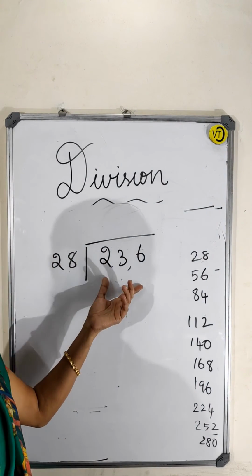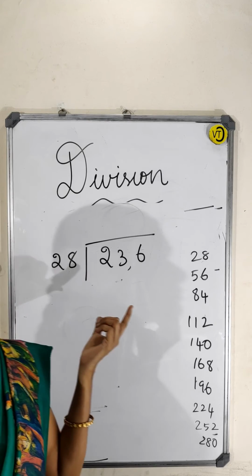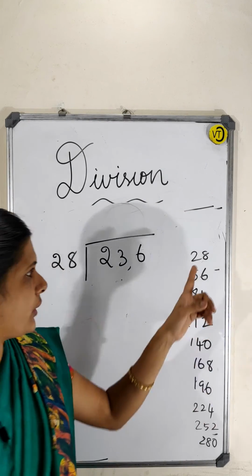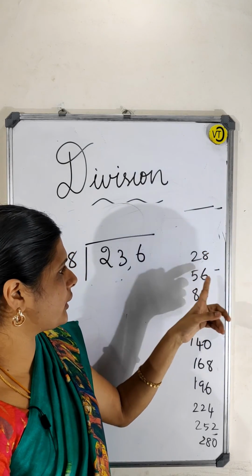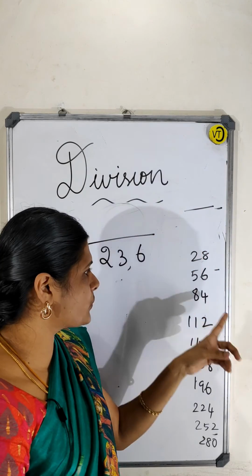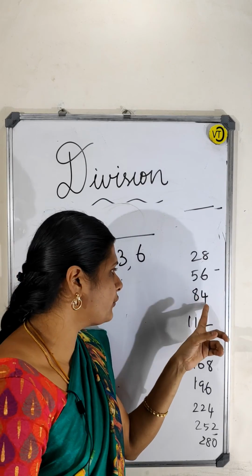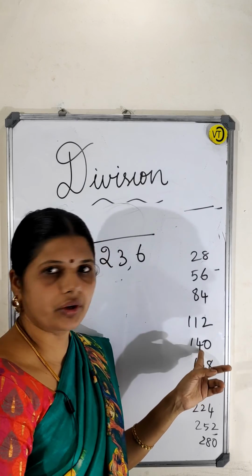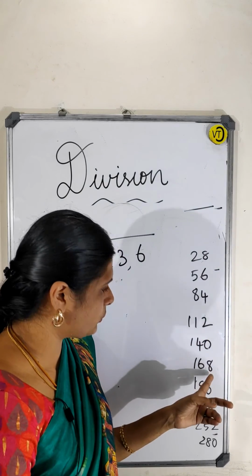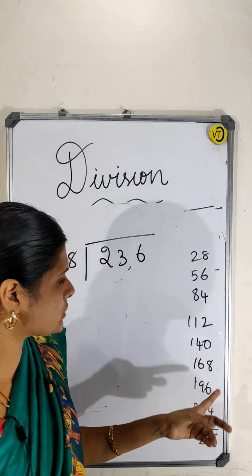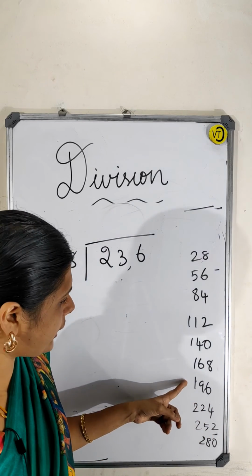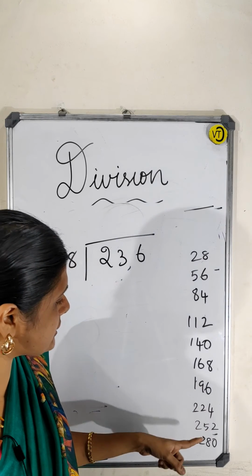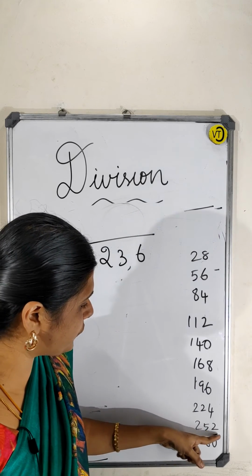Okay. For this question, 28 table you don't know, obviously. 28 table means, don't worry, guys. 28 first you write. 28 plus 28, 56. 56 plus 28, 84. 84 plus 28, 112. 112 plus 28, 140. 140 plus 28, 168. 168 plus 28, 196. 196 plus 28, 224. 224 plus 28 is 252.